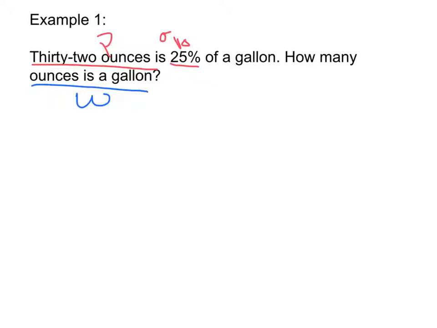Now, there's two ways you can solve these problems. You can either solve them as a decimal, or you can solve them as a fraction. I'm going to show you both ways. Whichever one is easiest for you is the one you should use. The first way is with a decimal.